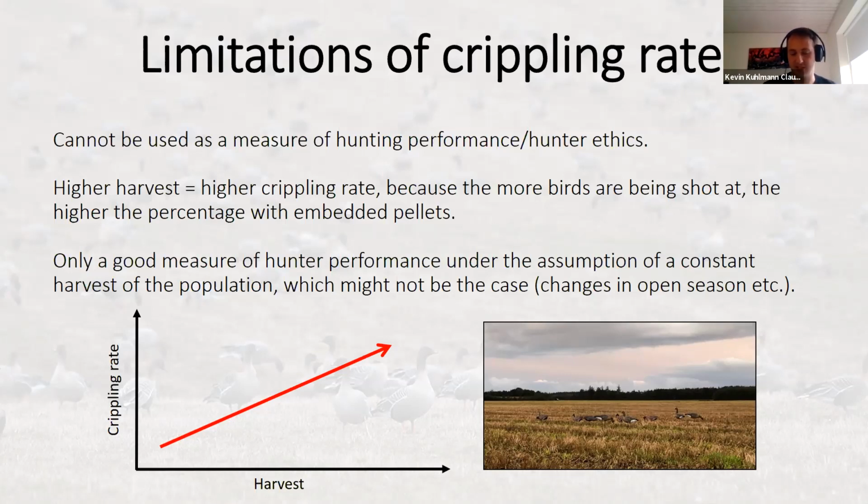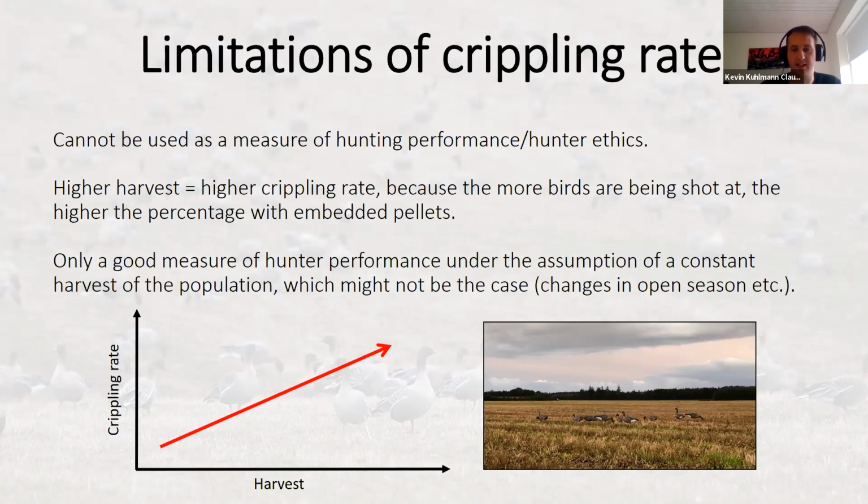And if you imagine for a second that you have a hunter with a very stable performance of crippling 1 in 5 birds, then of course the number of birds that fly around with pellets will be directly proportional to how much this guy is hunting a given year. As a result, the crippling rate can only be a good measure of performance under the assumption of a constant harvest of the population.